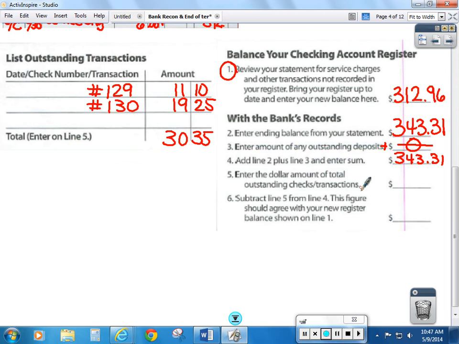It says to enter that on line 5, enter the dollar amount of total outstanding checks. So all of your outstanding checks totaled up, $30.35. Step 6, subtract line 5 from line 4. This figure should agree with your new register balance shown on line 1. If we subtract $343.31 minus $30.35, we come to $312.96. So the next thing we do is we check to see if this reconcile balance matches our balance in our register. And it does. So that means that we're balanced.